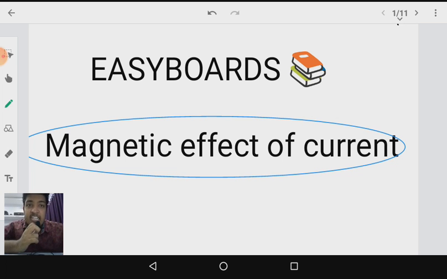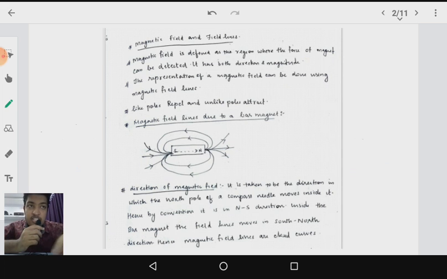So let's get started. As you can see, the number of slides is very less because it's a very small chapter. There are no numericals based on this chapter. Questions can be a little bit higher order thinking skills questions, as well as a little bit application level questions, but the chapter is very simple. So let's get started with this chapter.